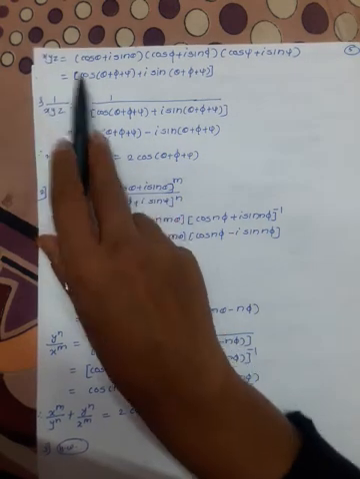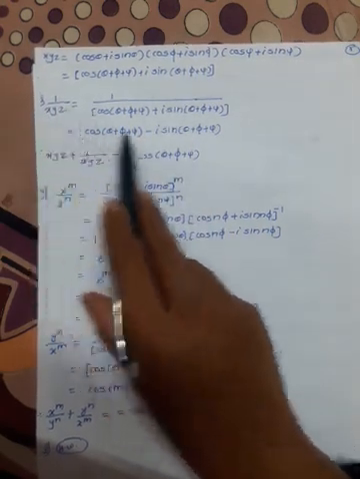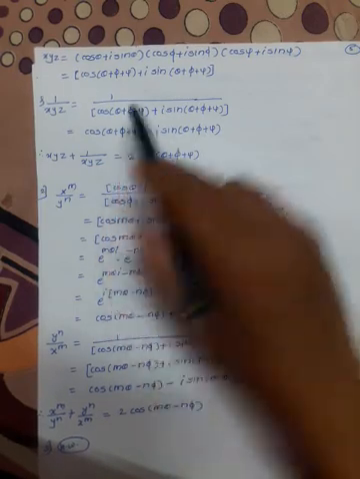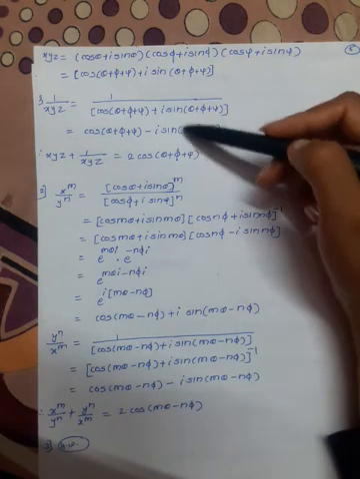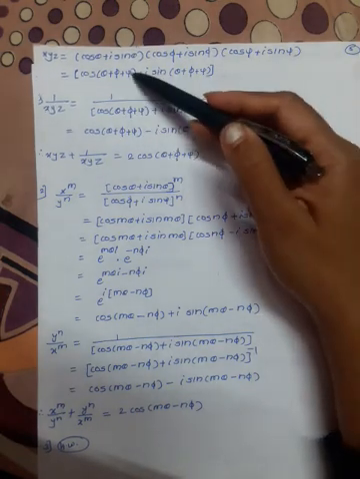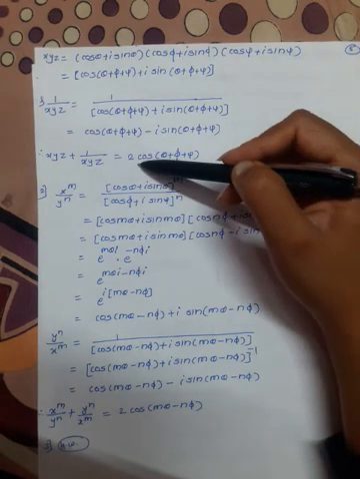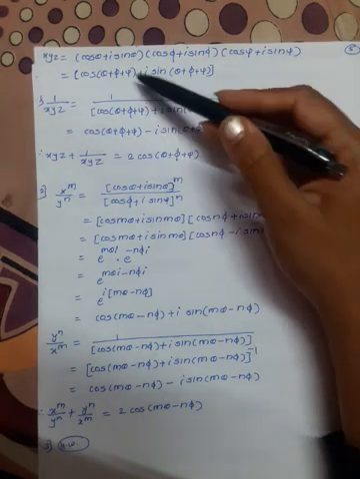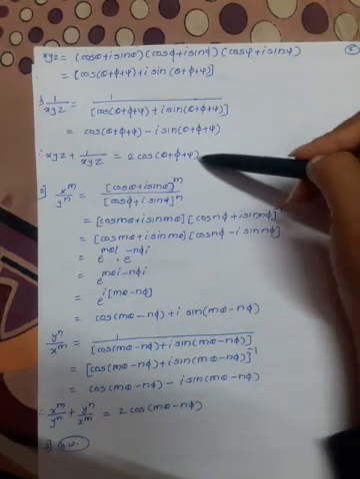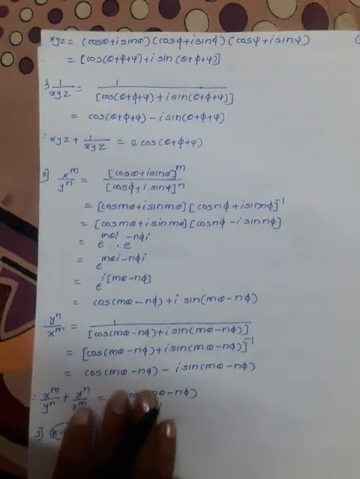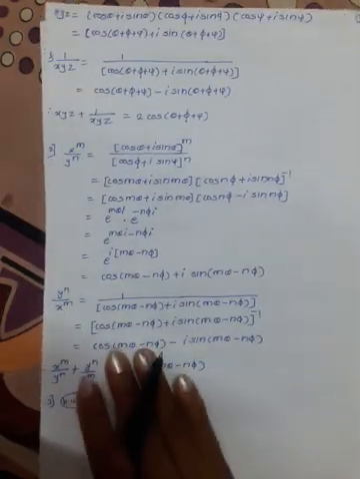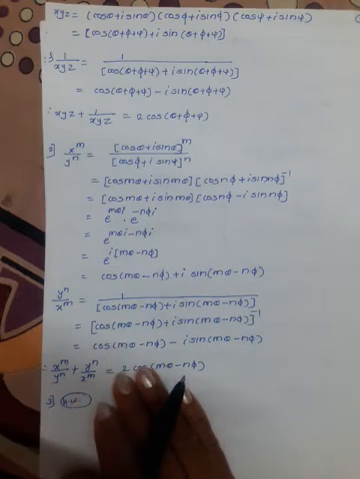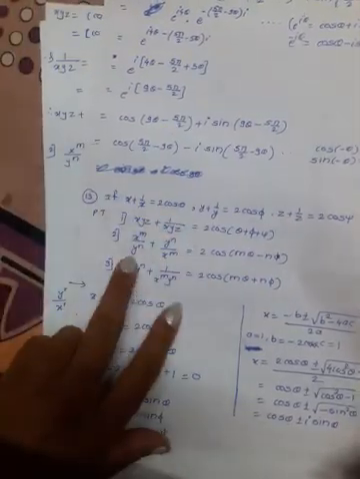Now we have x into y into z as this term, and 1 upon x into y into z as this term. Now if you add these two terms, these two are the same but opposite in sign, so they cancel, and these two terms are exactly the same, so it becomes 2 times cos of theta plus phi plus psi. That's it. Okay, this is what we had to prove. Let us see the second part.